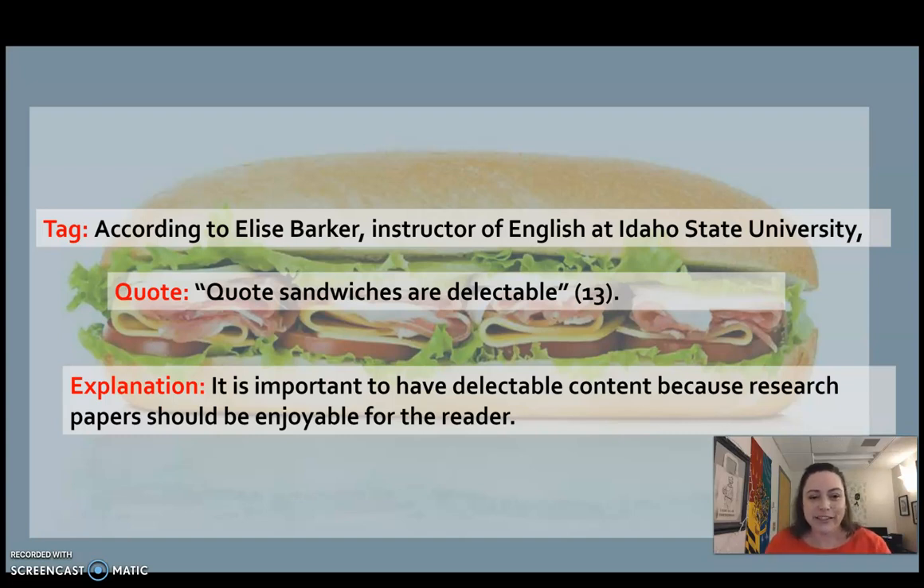The last piece of bread is explanation. In this case, I wrote, it is important to have delectable content because research papers should be enjoyable for the reader.